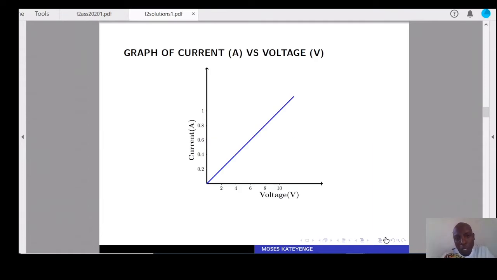The next question was telling us to plot a graph of current against voltage for a metallic conductor. Now, a metallic conductor obeys Ohm's law, which means that current is proportional to the voltage. And if these two variables are proportional, then you're going to get a straight line passing through the origin. Here on the y-axis, I put the current, and on the x-axis, I put the voltage.